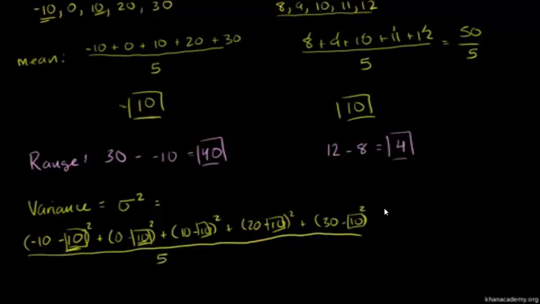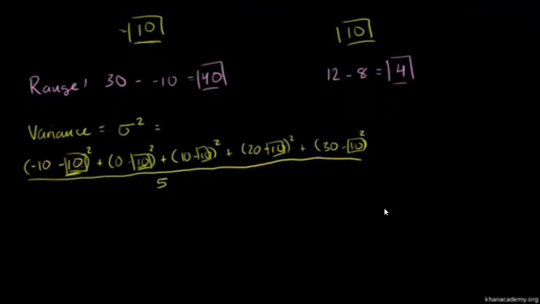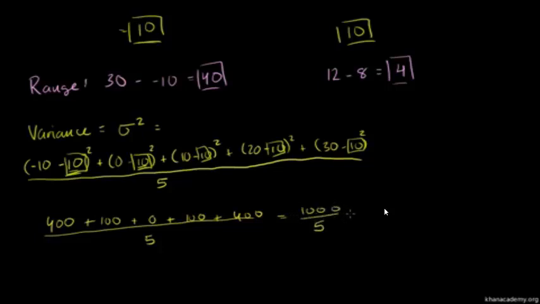So what is this going to be equal to? Negative 10 minus 10 is negative 20. Negative 20 squared is 400. 0 minus 10 is negative 10, squared is 100, so plus 100. 10 minus 10 squared, that's just 0 squared, which is 0. Plus 20 minus 10 is 10, squared is 100. Plus 30 minus 10, which is 20, squared is 400. All of that over 5. And what do we have here? 400 plus 100 is 500, plus another 500 is 1,000. It's equal to 1,000 over 5, which is equal to 200. So in this situation, our variance is going to be 200. That's our measure of dispersion there.